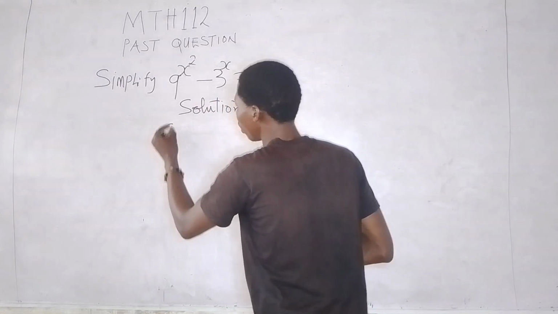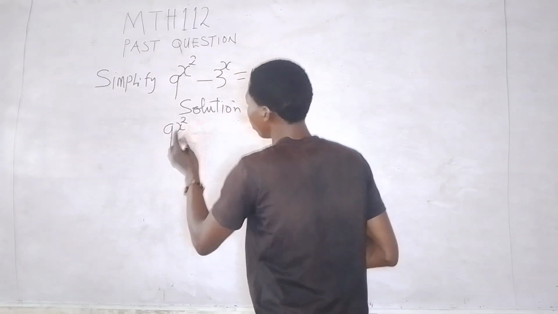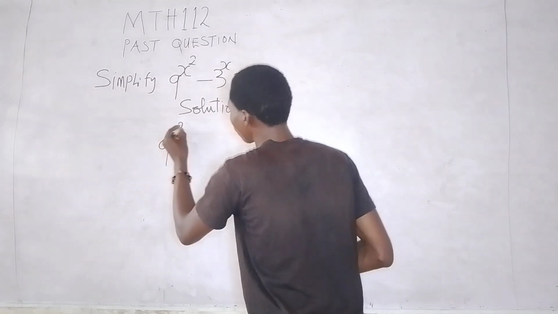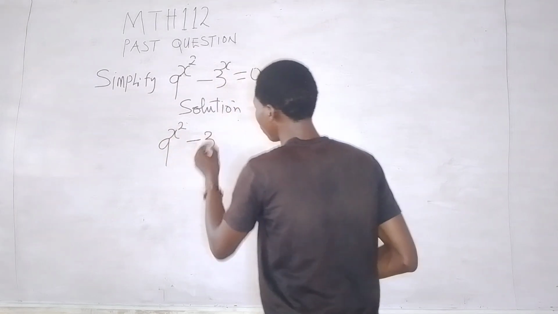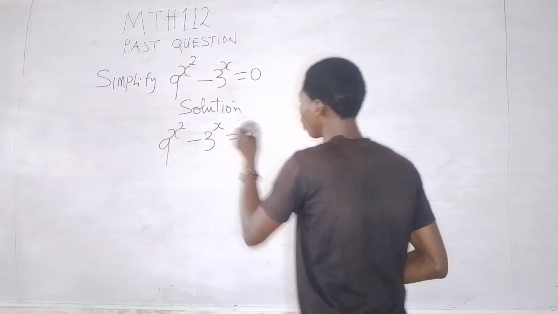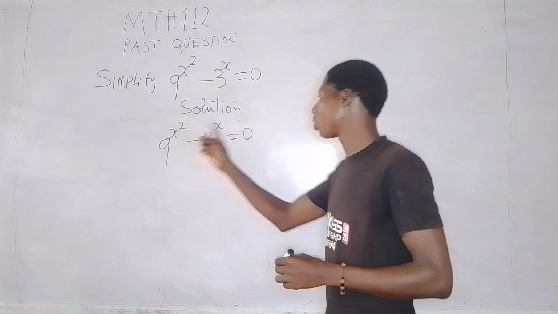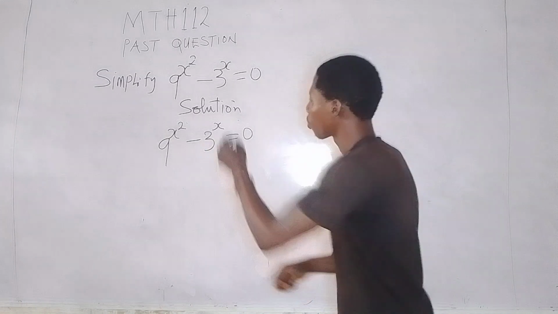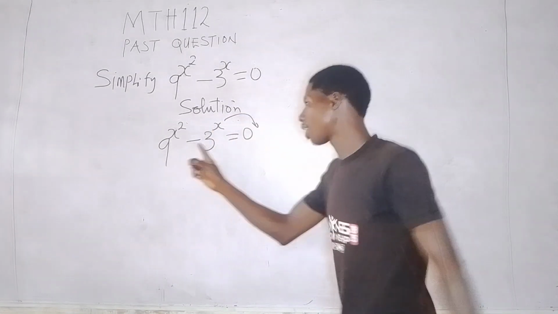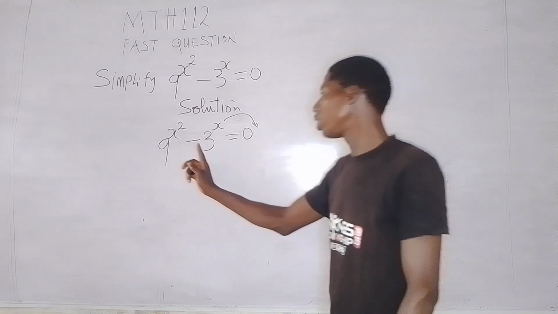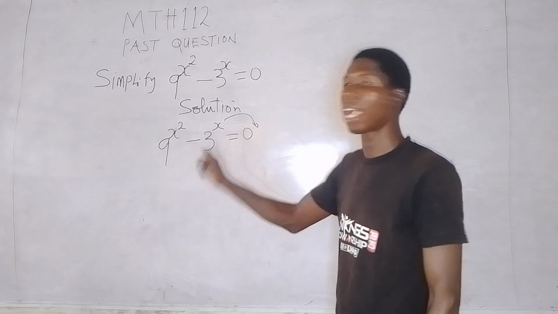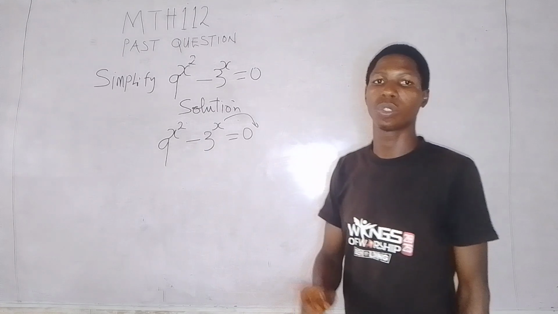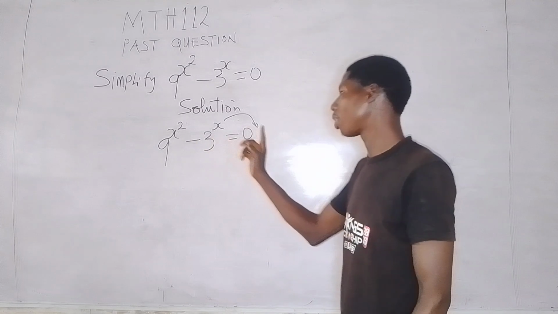The question will say 9 raised to x squared. Let me write it very well. 9 raised to x squared minus 3x equal to 0. To solve this one, take this one across the sign of equality. Now, crossing the sign of equality, the sign will be altered, in the sense that if here is minus, it will change to plus. If here is plus, it will change to minus. I'm taking this number to this place.